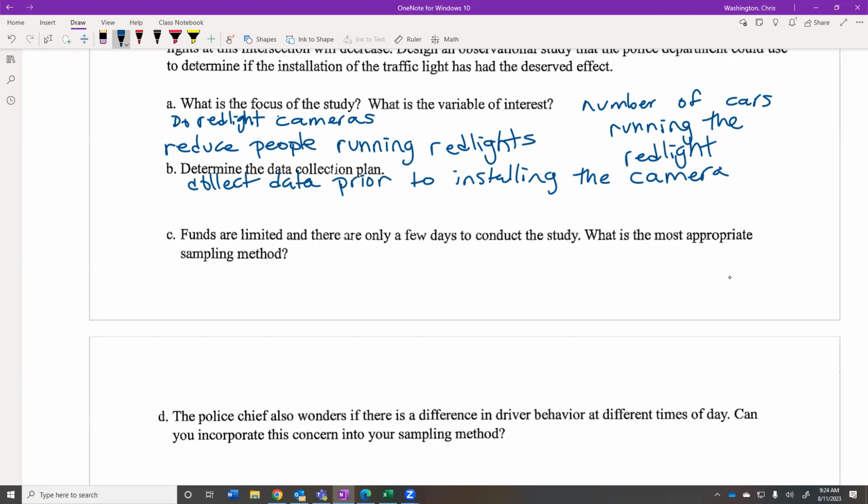And then what do we also need to do? We collect data prior to installing the camera. We're going to install the camera, and then we're also going to collect data after the camera has been installed. Once we collect the data before and the data after, we might compare those two. Hey, 5 people ran the red light each day before we installed the camera. Only 2 people ran the red light after we installed the camera. We might be able to say, hey, maybe the camera did have an influence on the number of people running the red light that day.